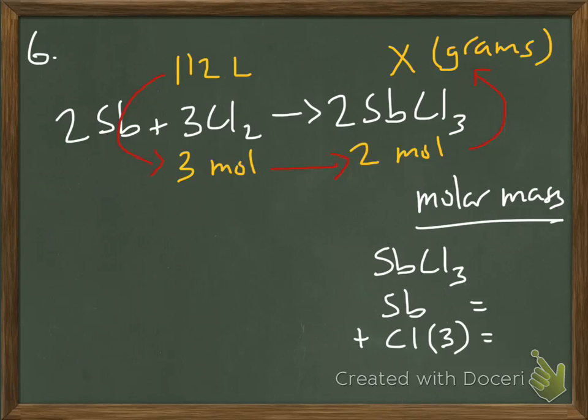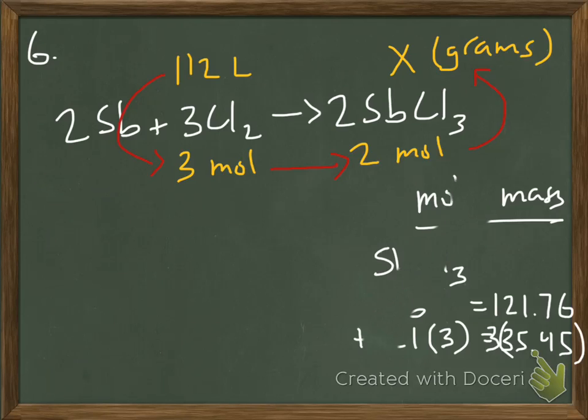Antimony is, I've got to find it. Where is antimony? Let's see. Antimony is 121.76 grams per mole, and chlorine is 35.45 grams per mole. So what you do is 121.76 plus 35.45 times 3. So this whole thing, 35.45, that whole thing is times 3. And then you add it to the 121 and you get your molar mass. I'm not going to do it for you. You can figure that out on your own.